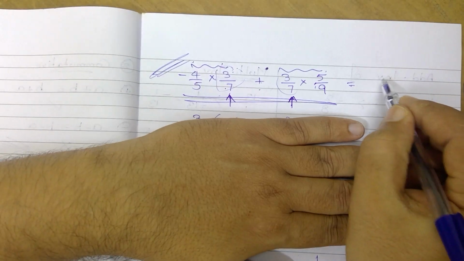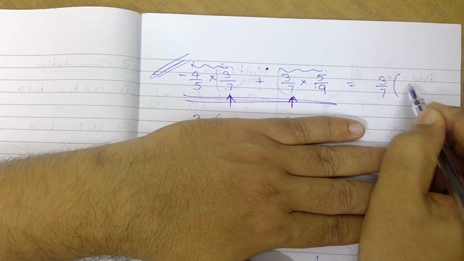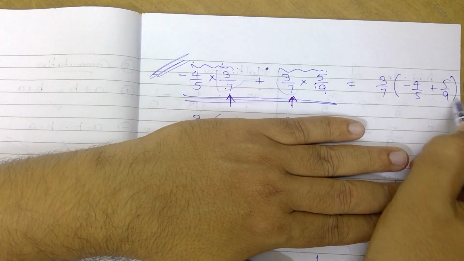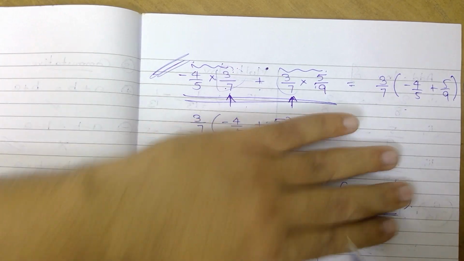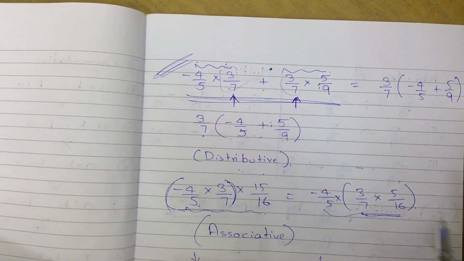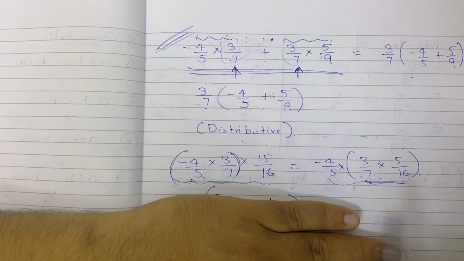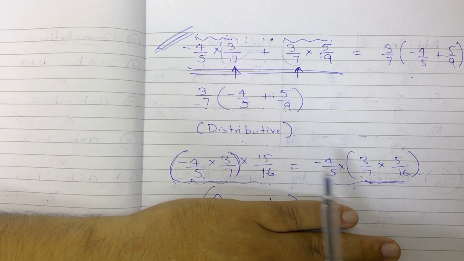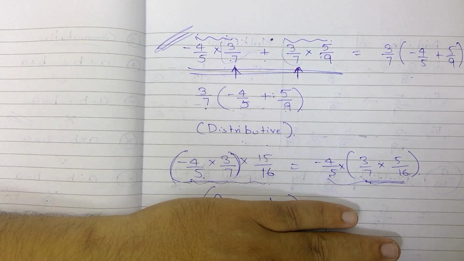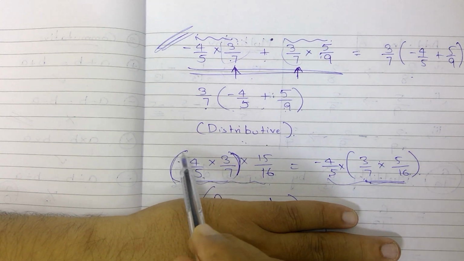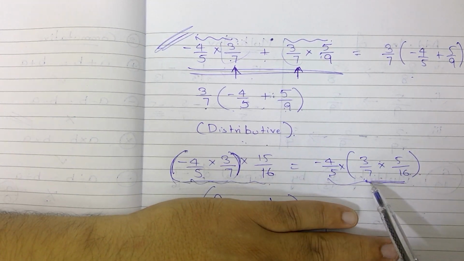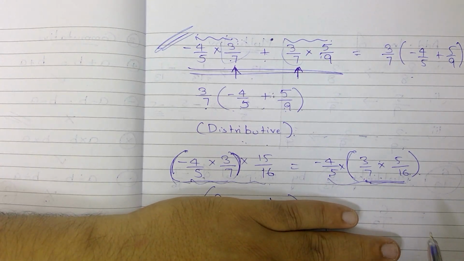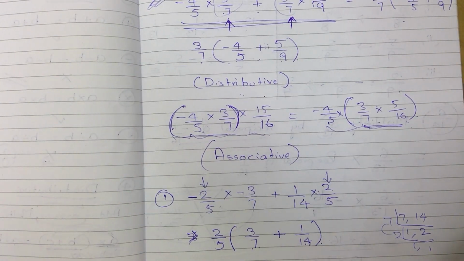So can we write it as 3 by 7 multiplied by minus 4 by 5 plus 5 by 9. So where do we see this property? We see it in distributive property. In the same way, you have seen, but just see, you are multiplying three rational numbers and the same three rational numbers. But first you have multiplied first and second, and in the second case you have multiplied second and third. So what is this? Different groups is associative property.